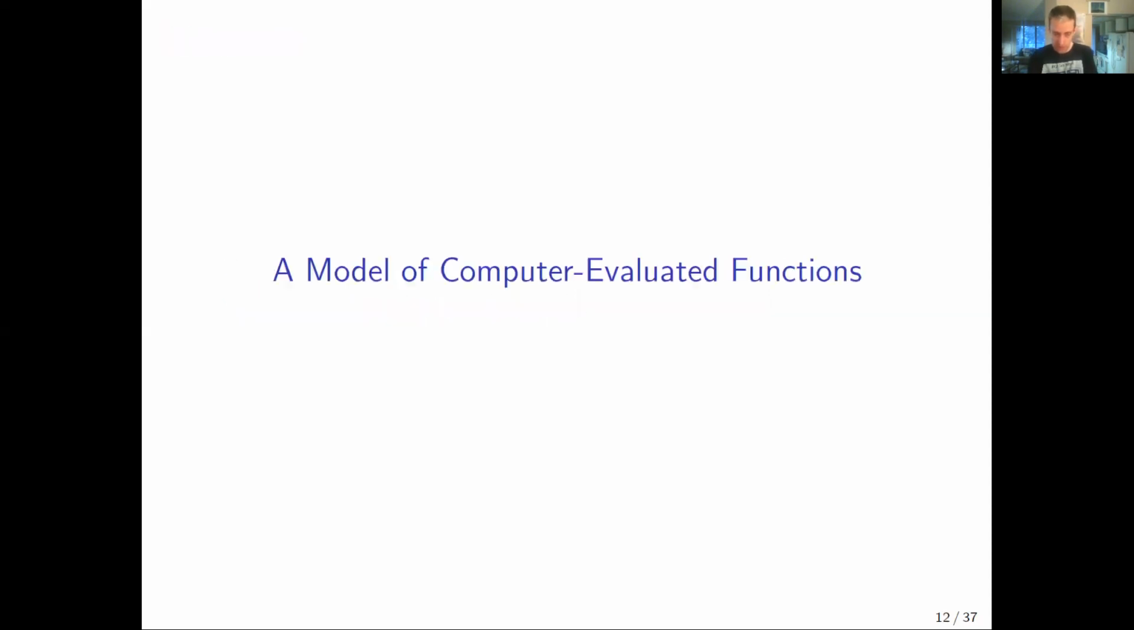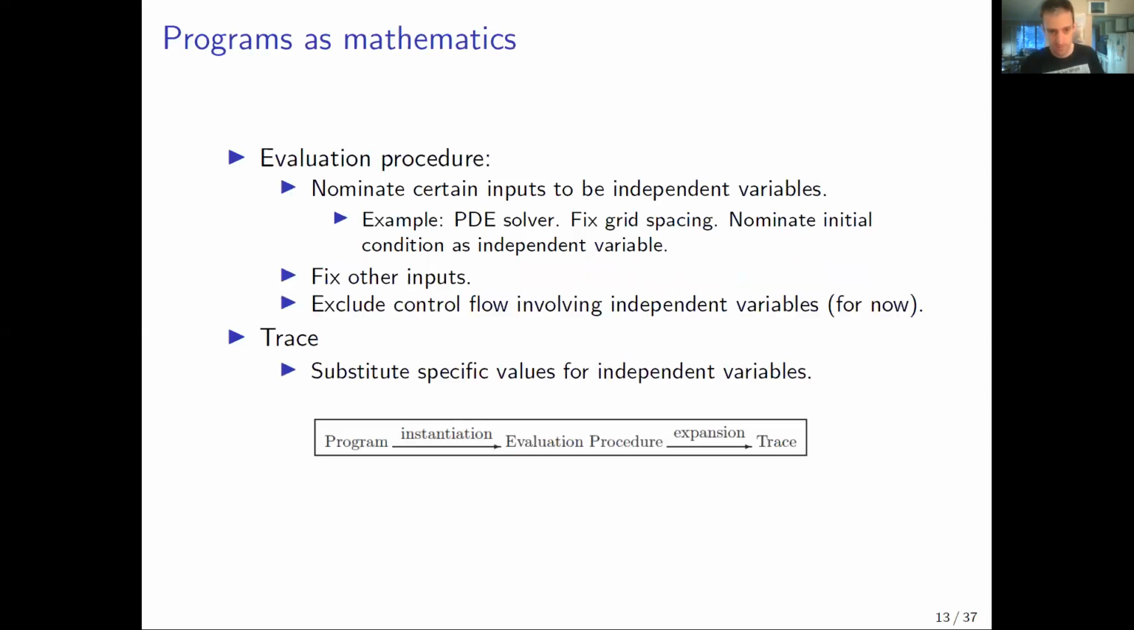Okay, so let's get into Griewank and Walther's first 2 chapters. One of the first things that they discuss is a model of computer evaluated functions. That is, if we want to apply chain rule to our computer programs, we need to express them in the right form, and this section is about expressing them in the right form. The summary of Griewank and Walther's model is this 3-stage flowchart shown at the bottom of this slide here.